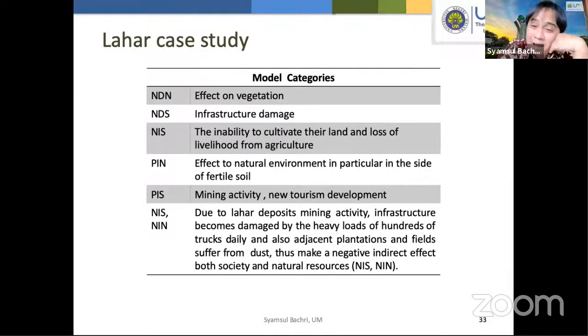Lahar can also be PIN, positive indirect effect. Why? Because it affects the natural environment, in particular through fertile soil. And it can be PIS, it can be mining activity, a new tourism development, and it can be NIS or NIN. Due to the lahar deposit, mining activity infrastructures become damaged by the heavy loads of hundreds of trucks daily, and adjacent plantations and fields suffer from the dust. This makes an indirect effect on society and natural resources.